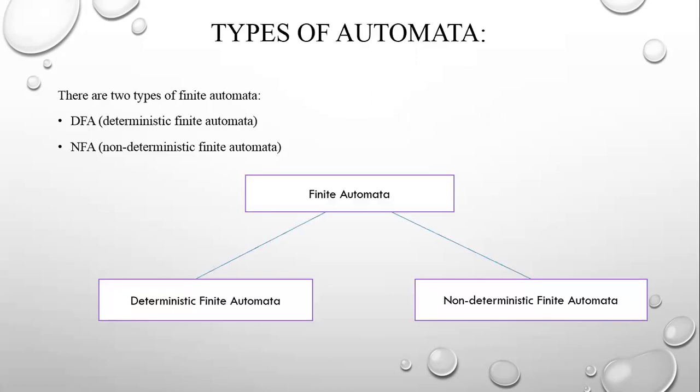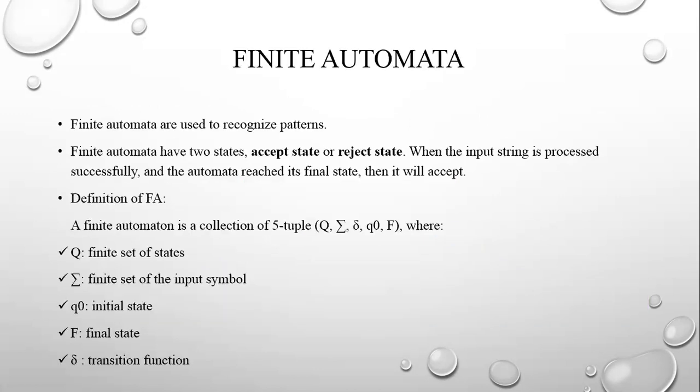Now let us know the different types of finite automata. There are two types: one is the deterministic finite automata and the second one is the non-deterministic finite automata. First of all, we are explaining the deterministic finite automata. It is a mathematical model, a machine which can recognize whether the given input string is accepted or not. A finite automaton consists of a 5-tuple: Q, sigma, delta, q naught and F.